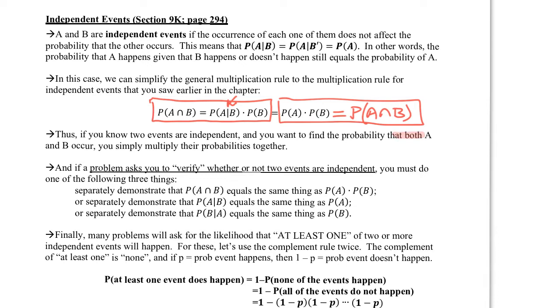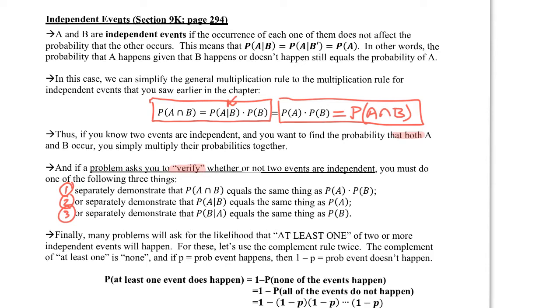On the other hand, if you're asked to verify that two events are independent, you have three options available. You could demonstrate that the probability of A intersection B and the probability of A times B give you the same answer, or separately demonstrate that A given B equals the same thing as A, or that B given A equals the same thing as B. Okay, so a couple of concepts here. First, this multiplication rule. Second, this thing about verifying two events are independent.